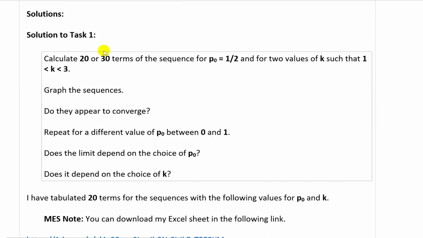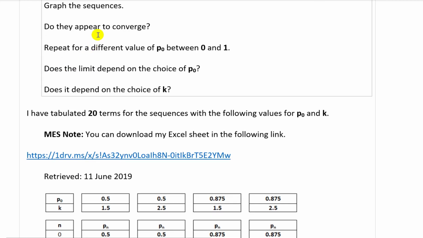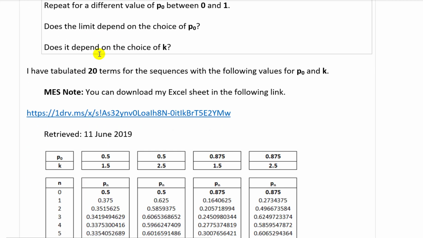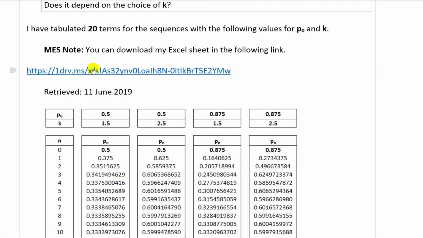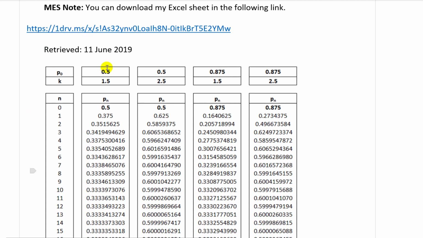Alright, so task 1 here, we're asked to calculate 20 or 30 terms of P0 equals 1/2, and for two values of K between 1 and 3. So we graph the sequences. So here's what I've done. I've tabulated 20 terms of the sequence with the following values for P0 and K, and you can download my Excel sheet in the following link as well. So here's the Excel sheet there. And here's the table that I've made.